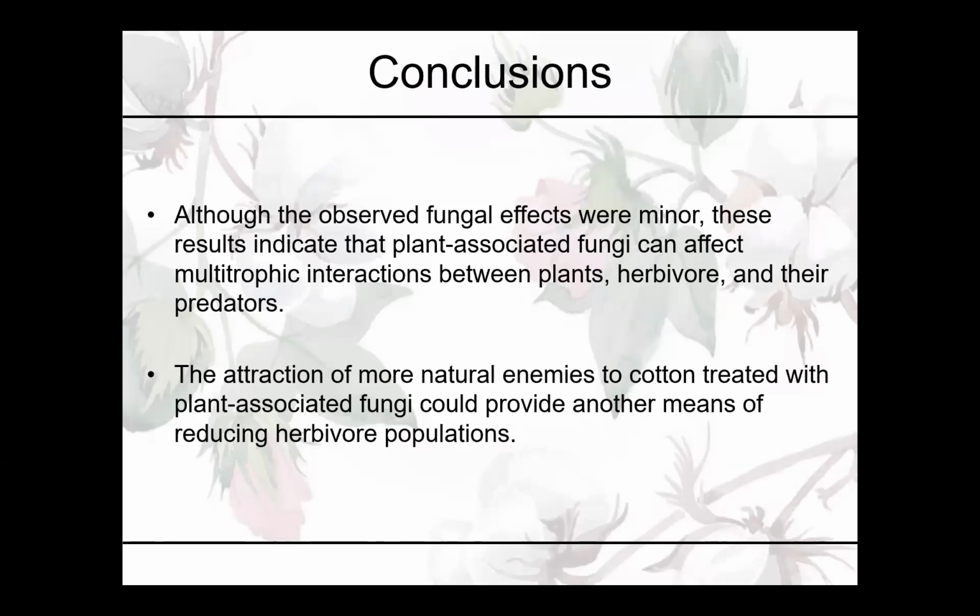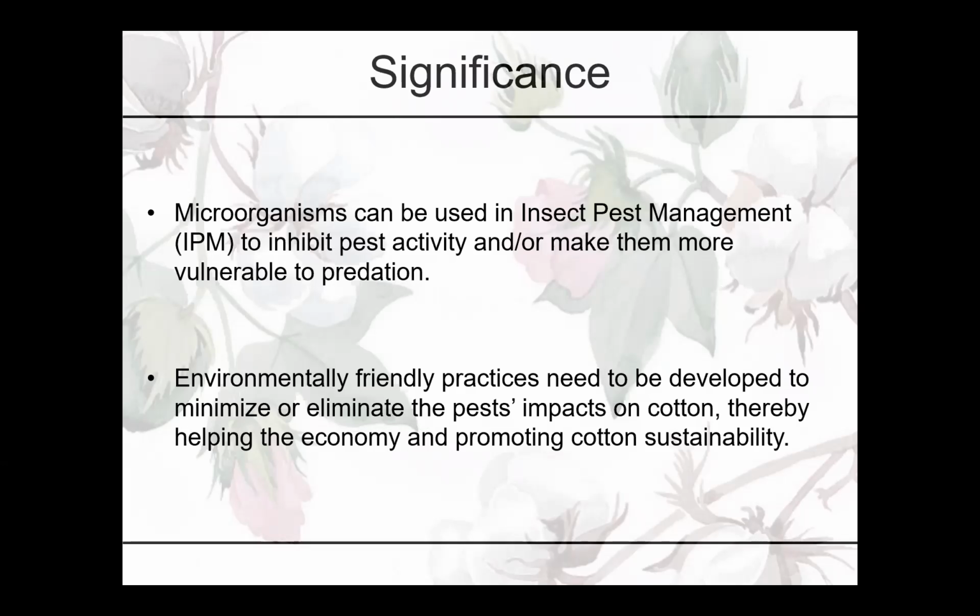So the significance I think my work has is that microorganisms can be used in IPM to inhibit pest activity and make pests more vulnerable to predation. And we know that we need more environmentally friendly practices so we can minimize or eliminate the pest impacts on cotton, and for sure help the economy and promote cotton sustainability. So that's why I think it's critically important to understand if the manipulation of microbes associated with crops will affect not only the crop pests, but the natural enemies as well.